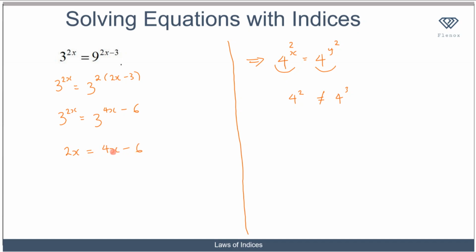We collect like terms, bring this here. So we have 2x minus 4x is equal to minus 6, which gives me minus 2x is equal to minus 6, and I divide both sides by minus 2, and I have what? x being equal to what? 3. So yeah, my x is equal to 3.